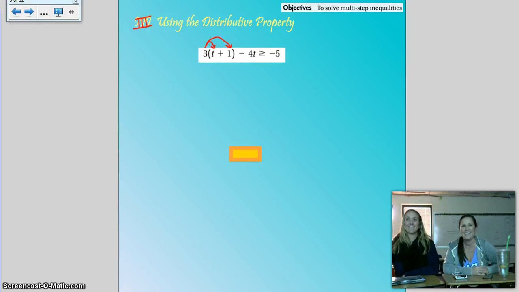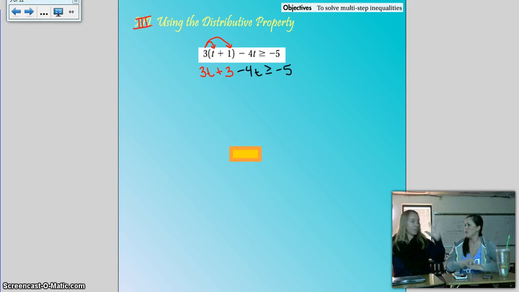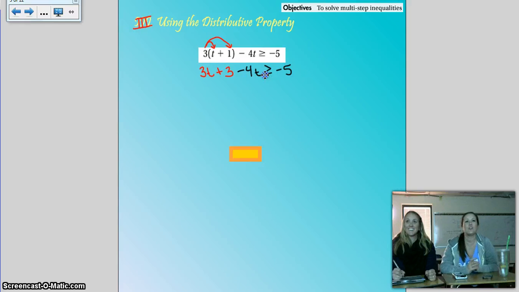Thanks, computer. Okay, so 3t. I have 3 times t, that's multiplying. So 3t plus 3 minus 4t. That's 3 times 1 as well, is greater than or equal to -5. Okay, now the next step. So distribute, simplify, solve.